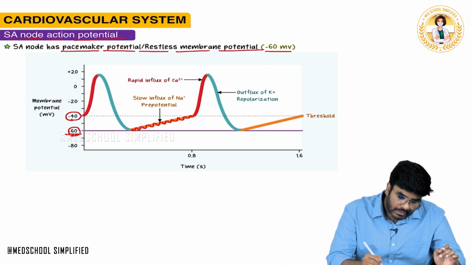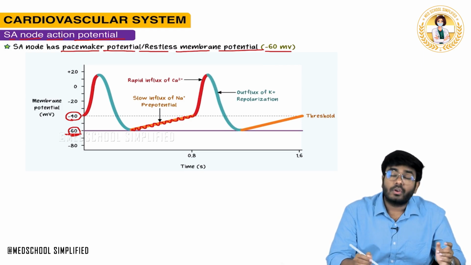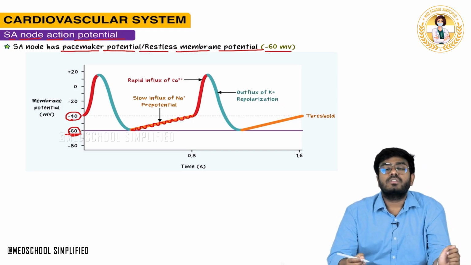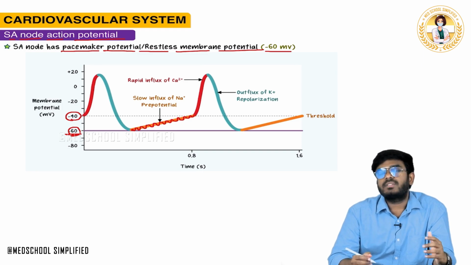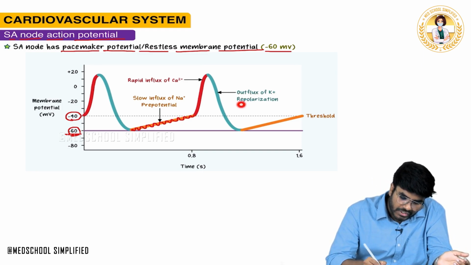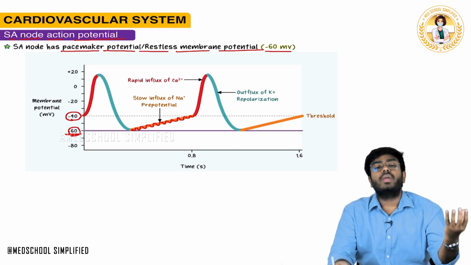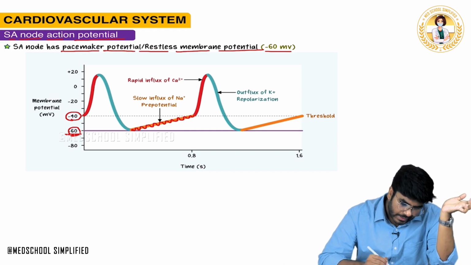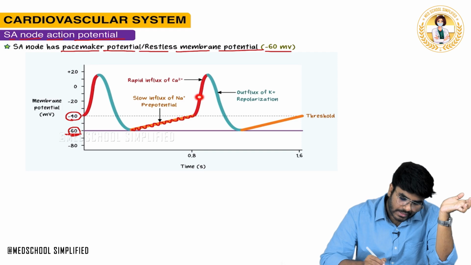This is repolarization. Phase of repolarization. It's because of the outward movement of potassium, or the efflux of potassium. Due to efflux of potassium, repolarization will occur. So calcium entry into the cell decreases. So how many phases are there? This is phase 4, there is a prepotential or restless membrane potential. There is a depolarization and there is a repolarization.